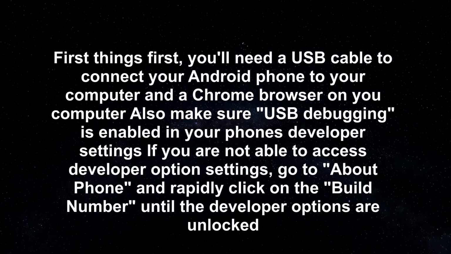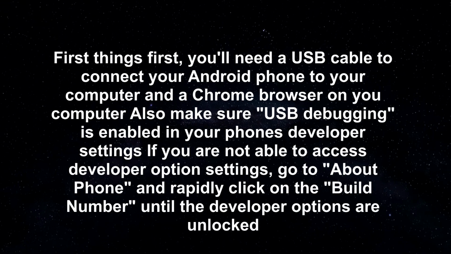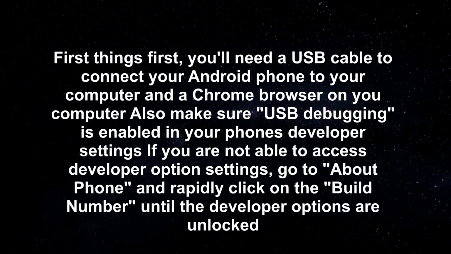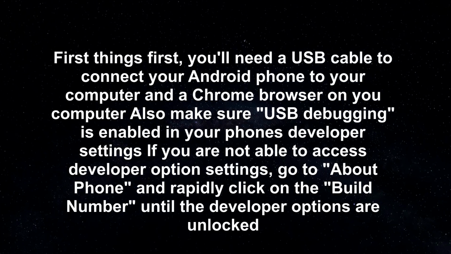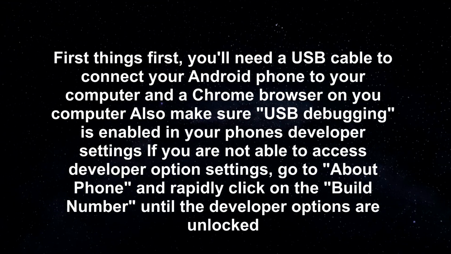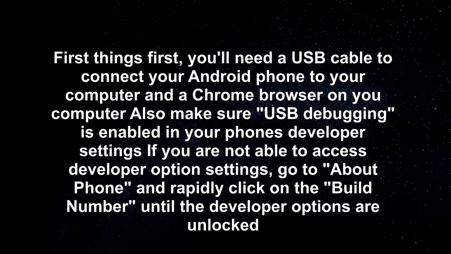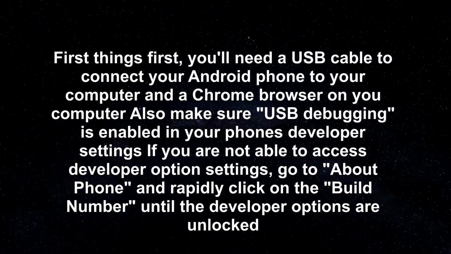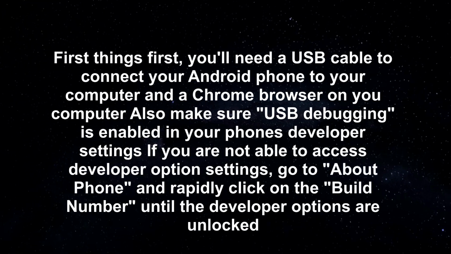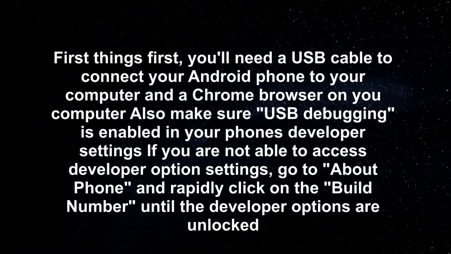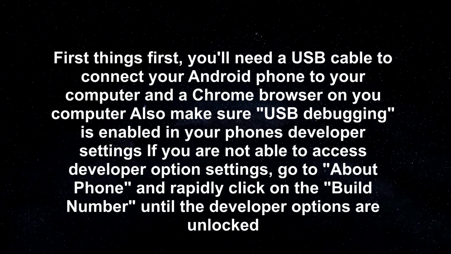First things first, you'll need a USB cable to connect your Android phone to your computer and a Chrome browser on your computer. Also, make sure USB debugging is enabled in your phone's developer settings. If you are not able to access developer option settings, go to About Phone and rapidly click on the build number until the developer options are unlocked.